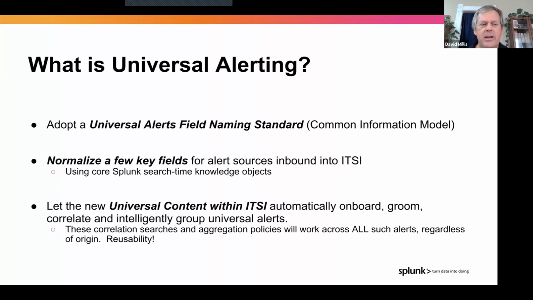Universal alerting includes three major concepts. First, we're going to use a new naming standard for alert fields. And yes, it is part of the Splunk Common Information Model. Second, we're going to normalize a few fields for that alert source as good old-fashioned core Splunk search time knowledge objects. And finally, we'll let the new universal content within IT Service Intelligence do the heavy lifting, finding those normalized alerts, then onboarding, grooming, deduplicating, correlating, and intelligently grouping them as episodes. And by the way, those universal components will work across all such alerts, regardless of origin. Let's hear it for reusability.